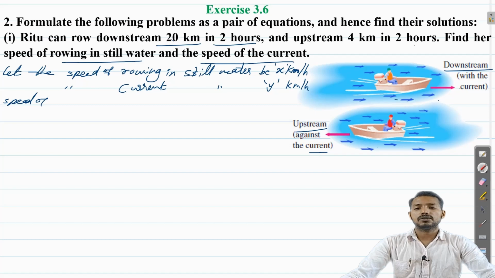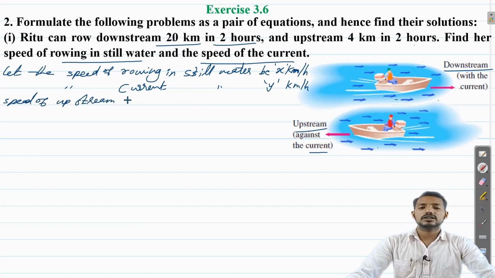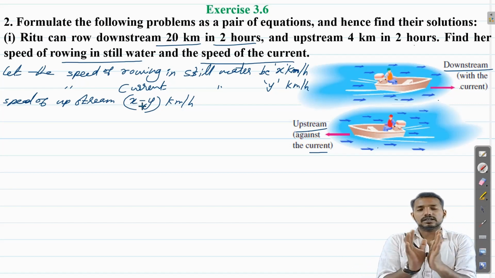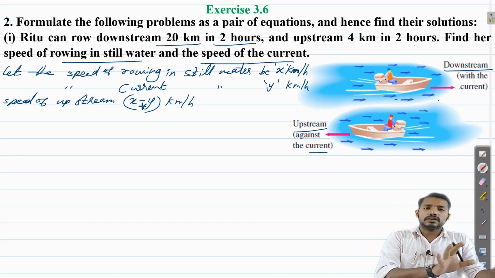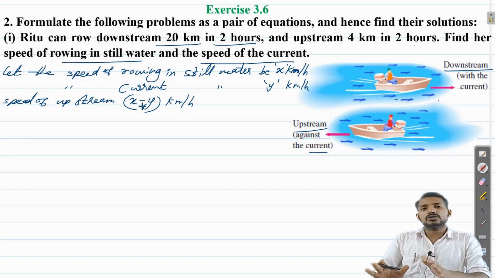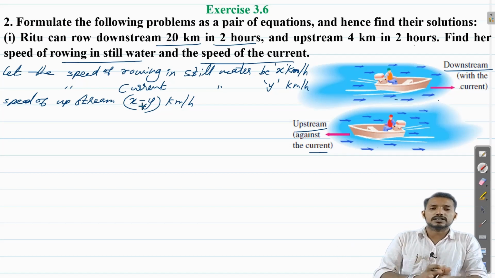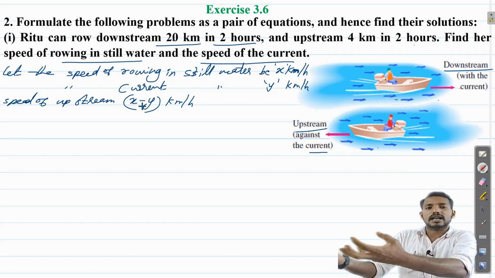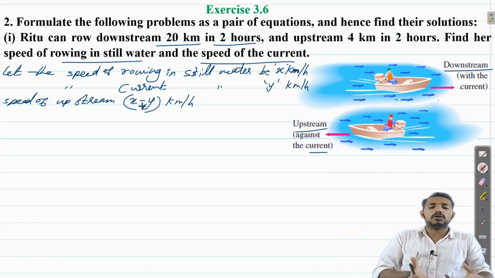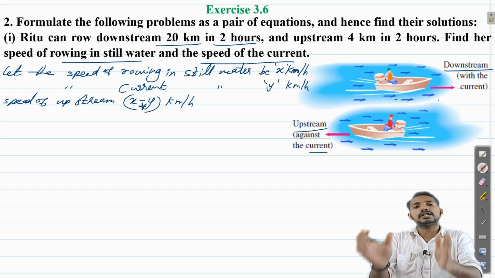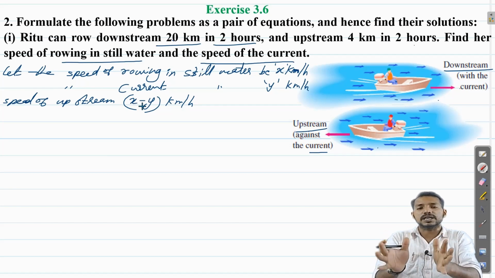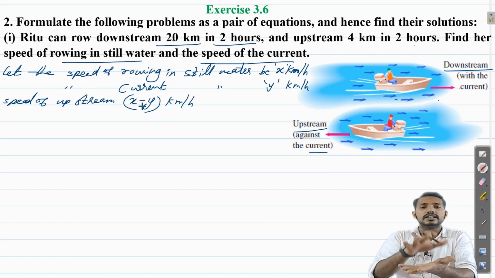Then speed of upstream will be x minus y kilometer per hour. Because you can simply think that water is flowing in one direction. If you are going to move in direction opposite to the direction of flow of water, then there will be a drag experienced by the flow of water in the opposite direction. So the effective speed will get reduced. That will be the difference of their individual velocity.